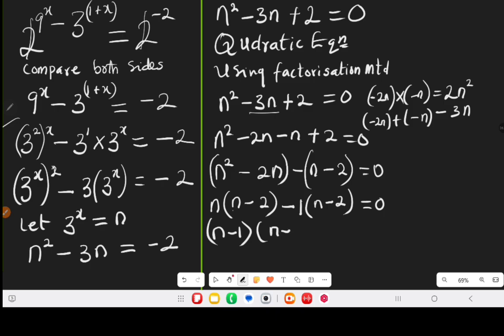into n minus 2 equal to 0. For this expression to be 0, either one of the brackets will turn to 0. When it multiplies the other bracket, it will give us 0. Either n minus 1 equals 0 or n minus 2 equals 0.